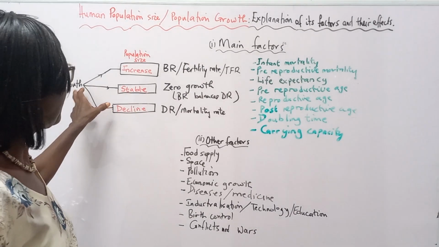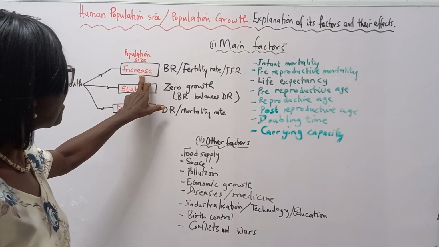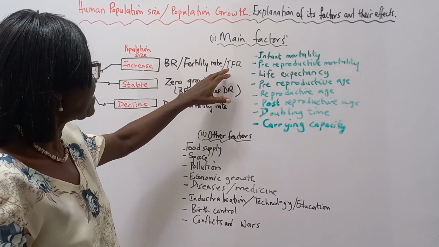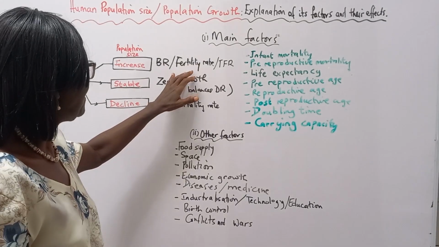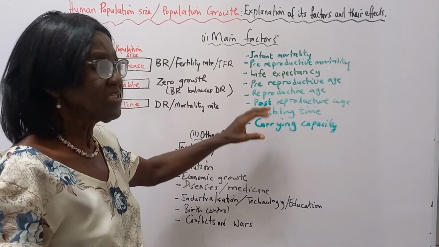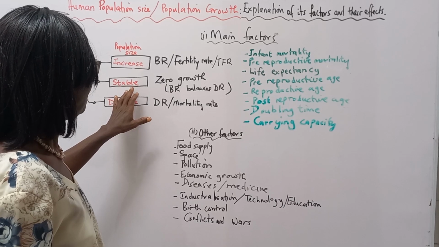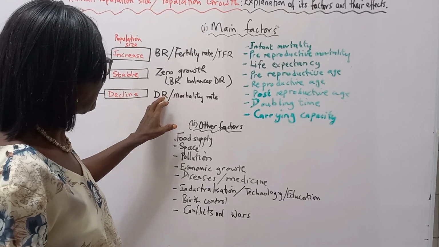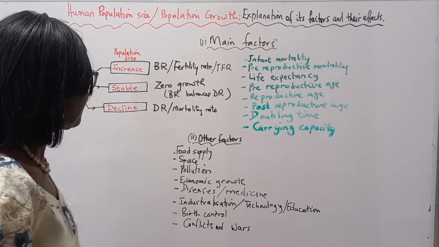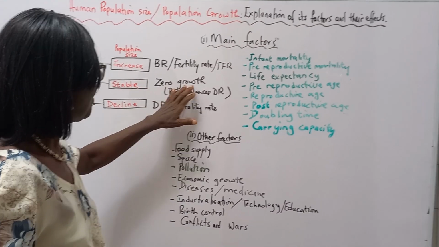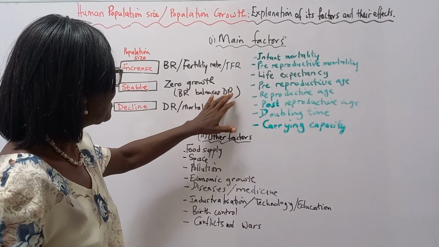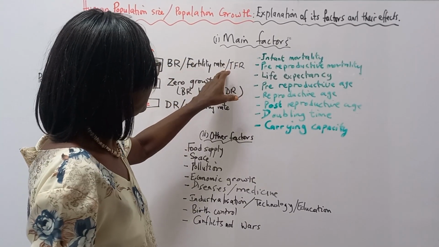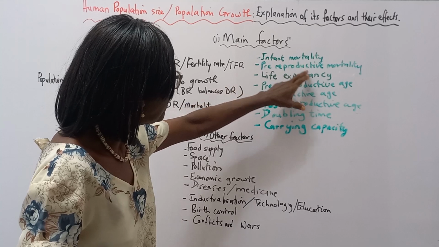When it's growing, it means the population size increases, and birth rate or fertility rate, total fertility rate, these go to increase population size. Then, when the population declines, we have these factors: mortality rate or death rate. When the population is stable, birth rate and death rate balance it. So these are the main factors, and these main factors also have other factors.